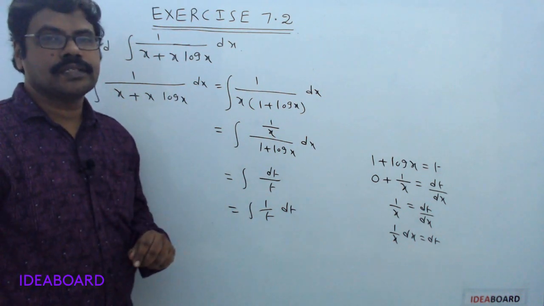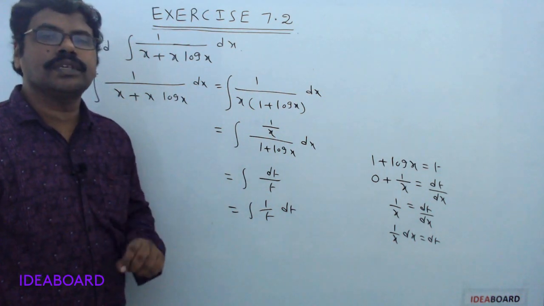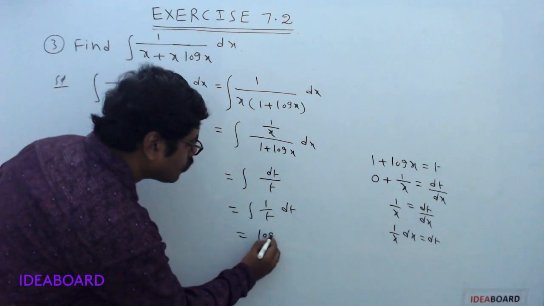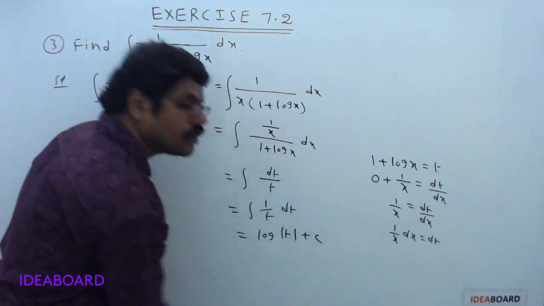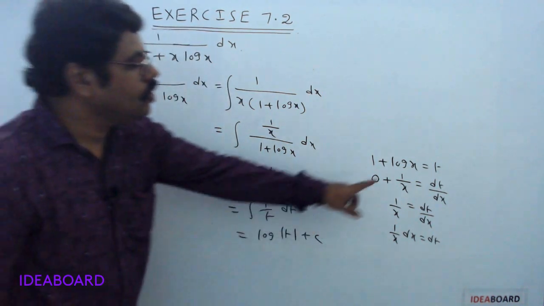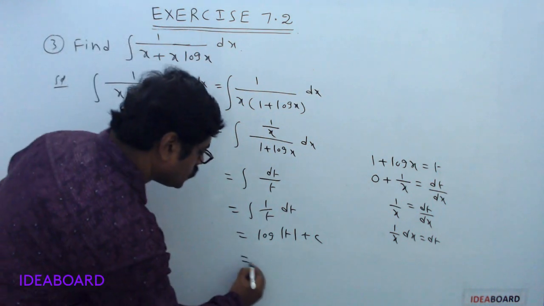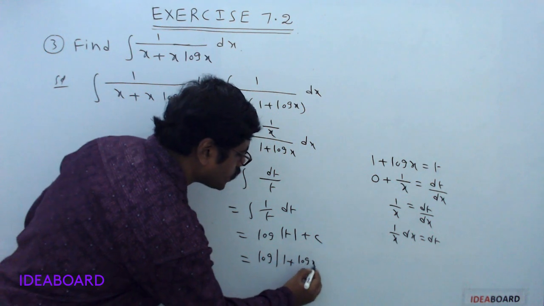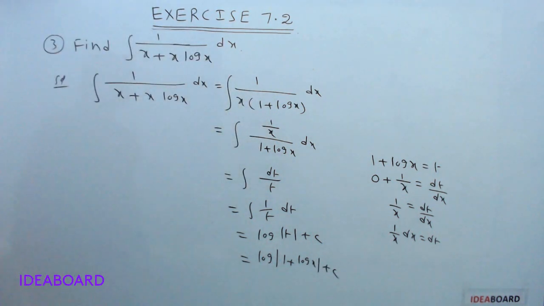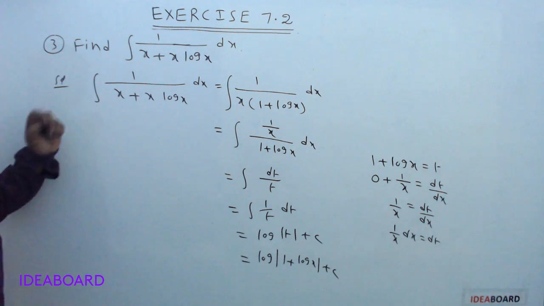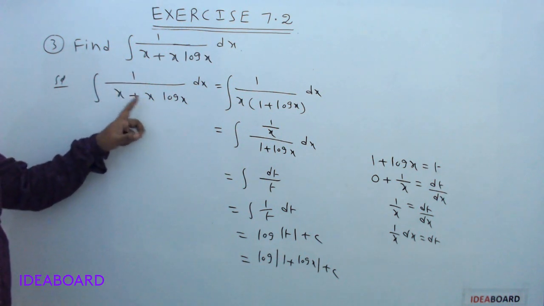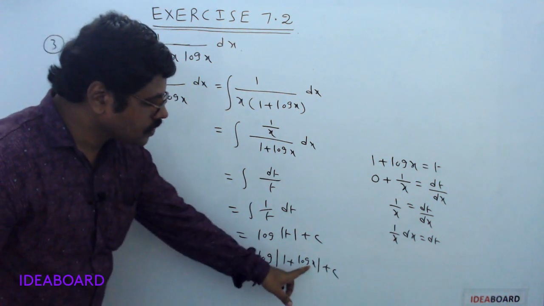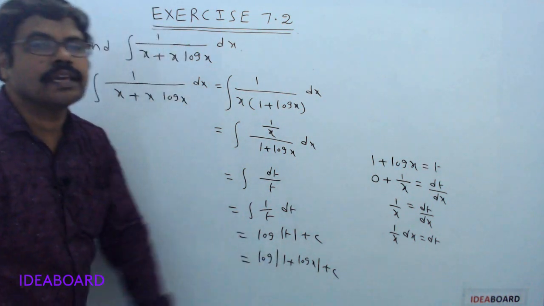Integral 1 by x dx is log mod x plus a constant term c. So integral 1 by t dt is log mod t plus a constant term. Now replace t with 1 plus log x. Now this equals log modulus of 1 plus log x plus a constant term c. So what is the final answer? Integral 1 divided by x plus x log x dx equals log modulus of 1 plus log x plus a constant term c.